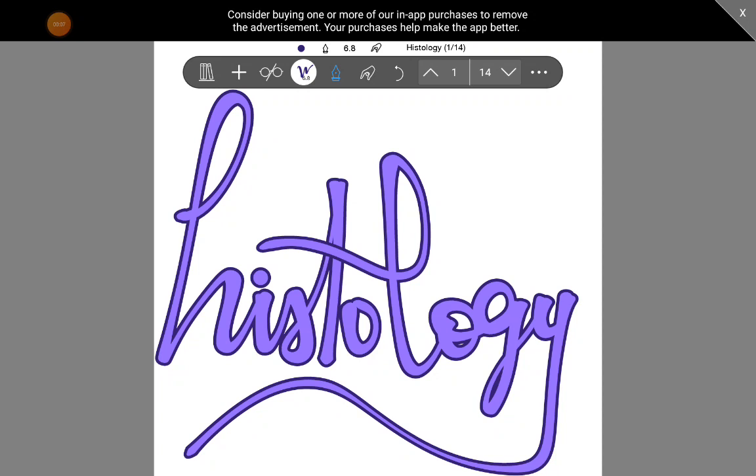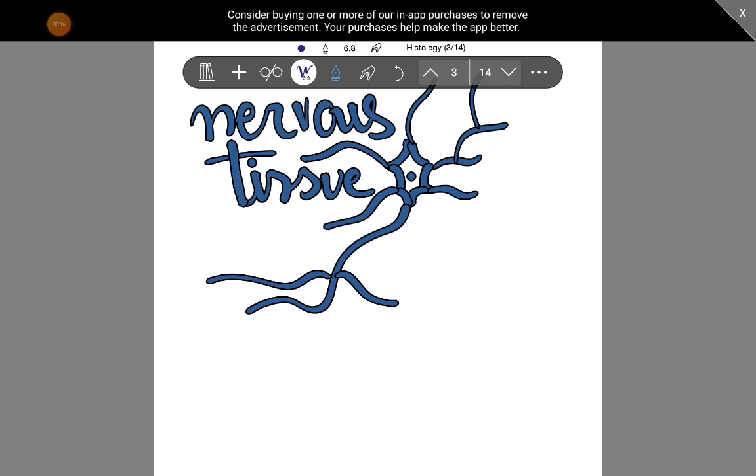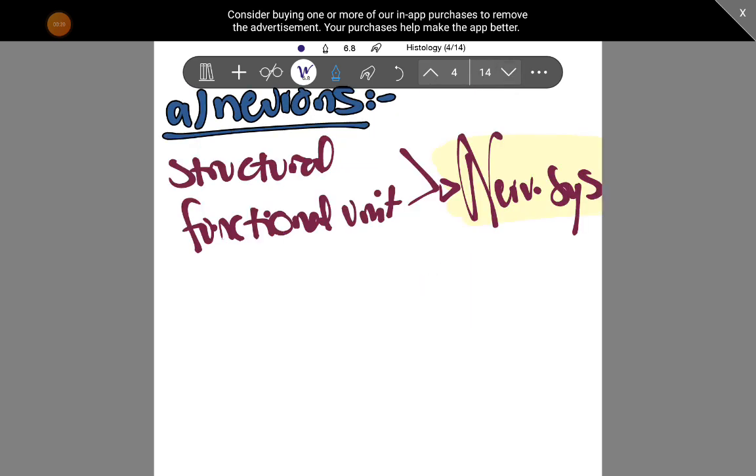Basically, today we'll begin talking about histology, and we're going to begin with the CNS module, the neurons and stuff. Today we're going to be discussing the nervous tissue. What is the nervous tissue all about? We'll begin with the neurons, the nerve cells.